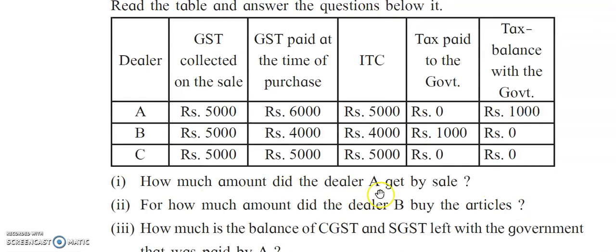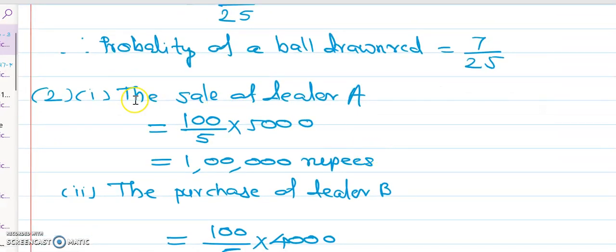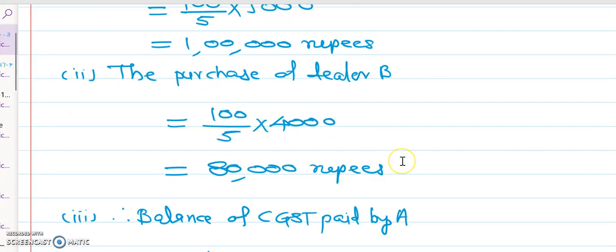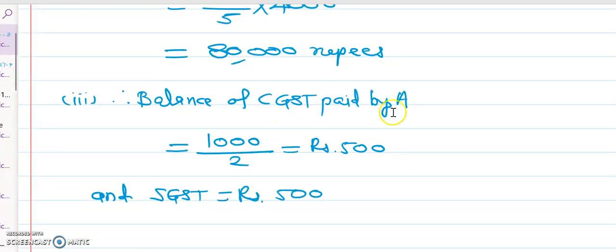Now we'll see the questions. How much amount did dealer A get by the sale? Now we'll see the answer. The sale of dealer A is 100 upon 5 into 5000, that is 1 lakh. The purchase of dealer B is 100 upon 5 into 4000, that is 80,000 rupees. The balance of CGST paid by A is 1000 upon 2, that is 500, and SGST is also rupees 500.